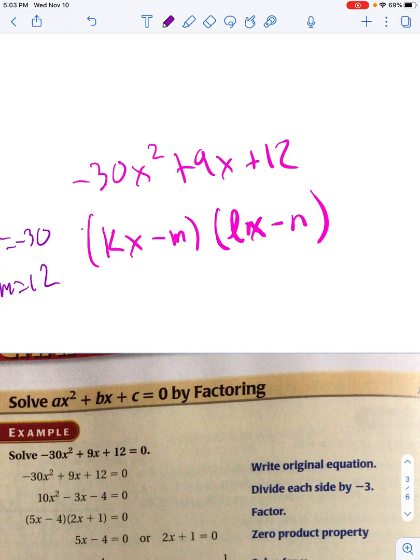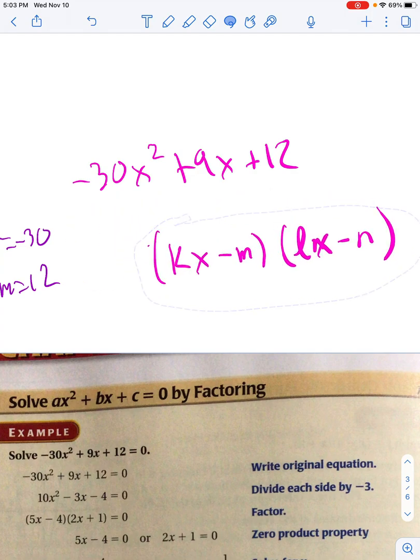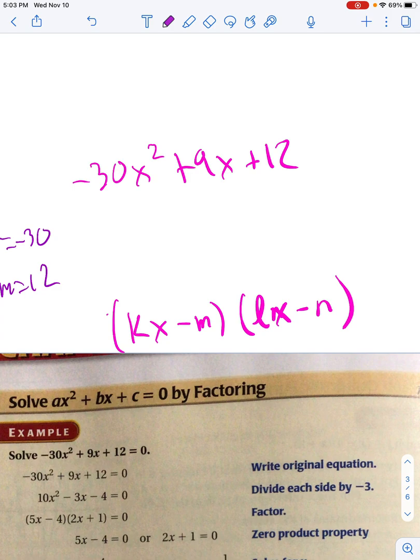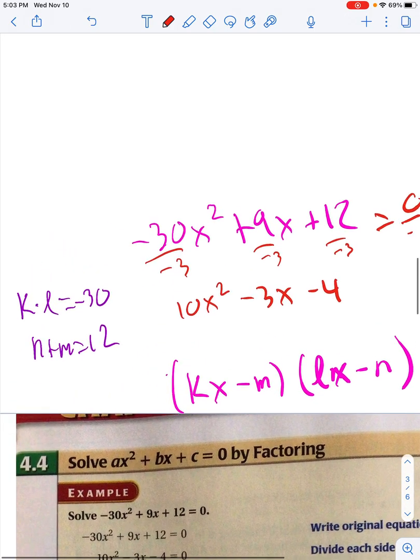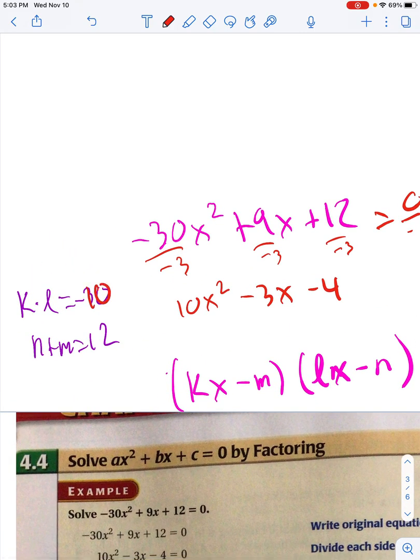Now, one thing you always want to look for is to say, is there anything in common that we can factor out? So what do negative 30, 9x, and 12 have in common? They actually have a 3 in common. And we're going to divide by a negative 3 to get rid of that negative sign. So I'm going to divide this by negative 3, negative 3, negative 3, and anything 0 divided by negative 3 is not going to change. So I'm going to be left with 10x squared minus 3x minus 4.